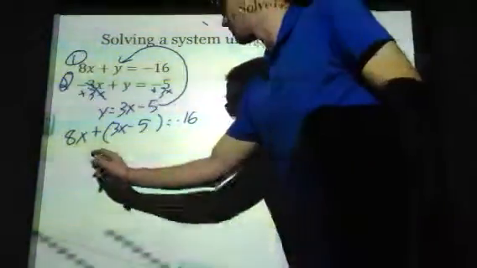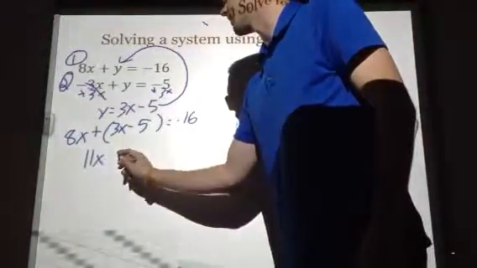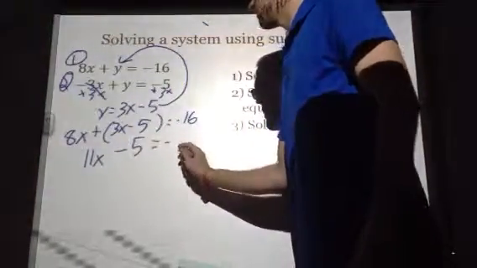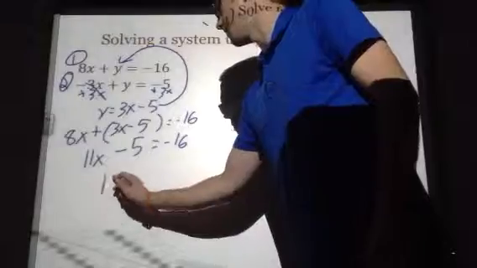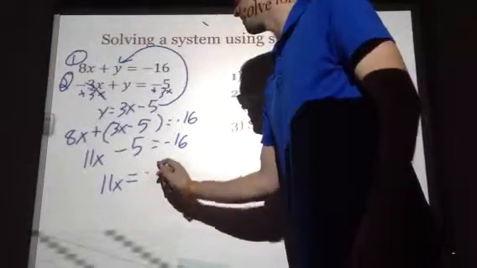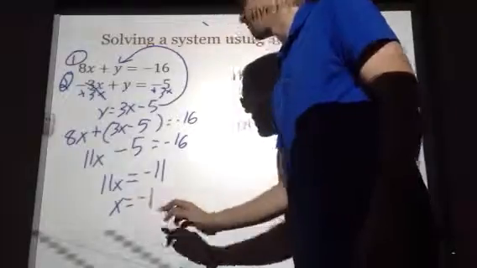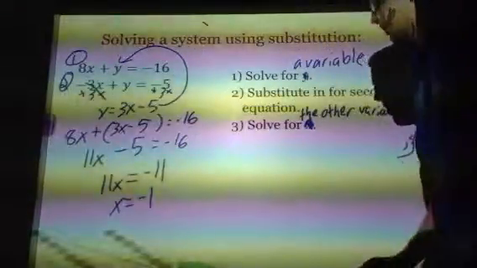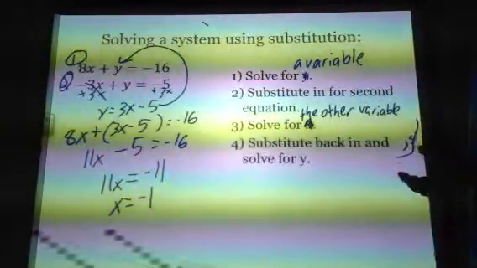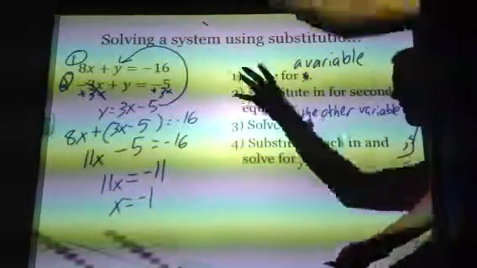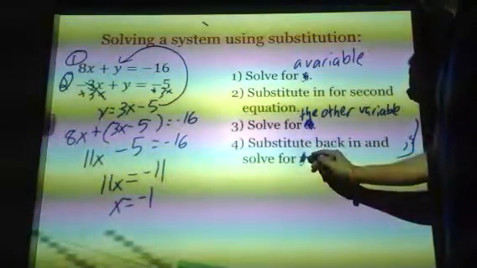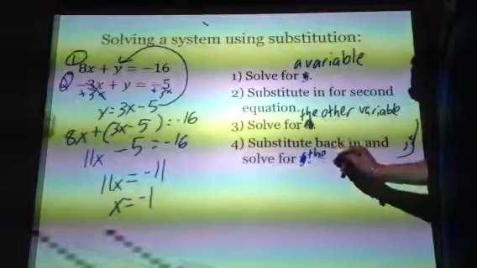Okay. So combine my terms, 8x plus 3x, we're going to have 11x's. Minus 5 equals negative 16. Add 5 on both sides, and we'll have 11x equals negative 11. Divide by 11 on both sides, and x is going to be negative 1. Alright, so we just solved for the other variable. Substitute back into your system and solve for the first variable.